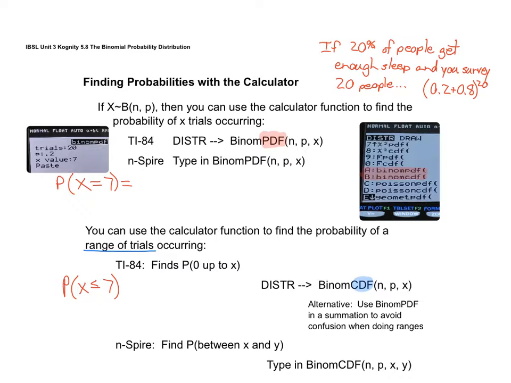Now, here's our scenario. If 20% of people get enough sleep and you survey 20 people, okay, that picking 20 people is the repeated event, okay? So thinking back to what we know about binomial situations, notice the number of people we picked is right here, the 20 people. This is the probability of finding someone who does get enough sleep, which means we have an 80% chance of finding someone who does not get enough sleep. Okay?